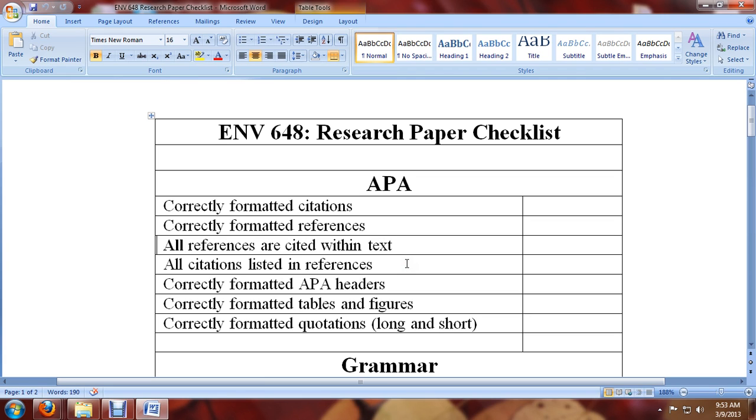Correctly formatted headers, which should be done at the outline level. So any changes that I made to your outlines or anything that was changed within your rough drafts as far as headers go. Correctly formatted tables and figures, correctly formatted quotations. Again, a very important one is quotations, long and short. Remember the format for both of those.